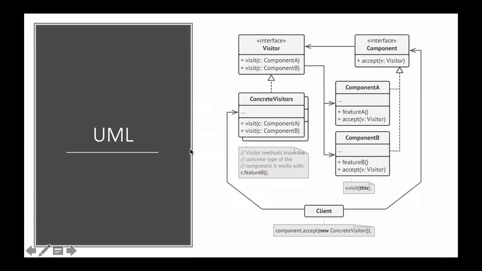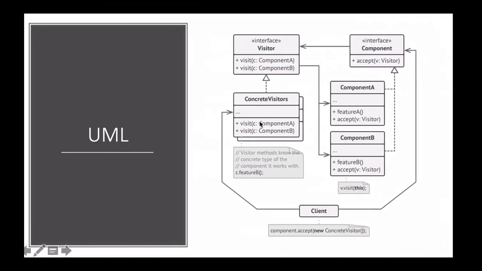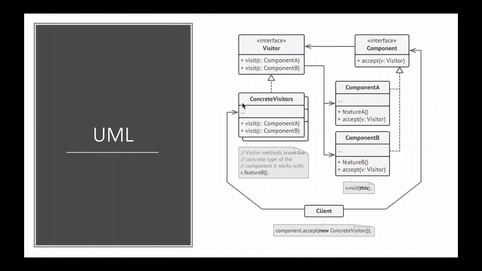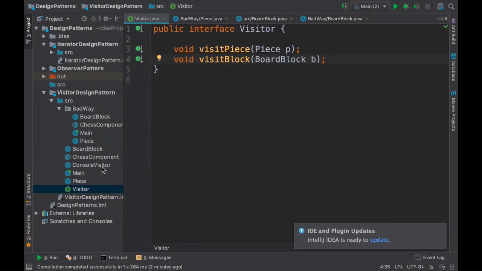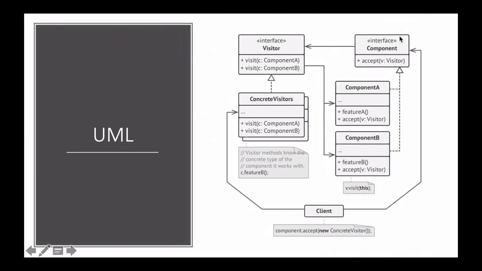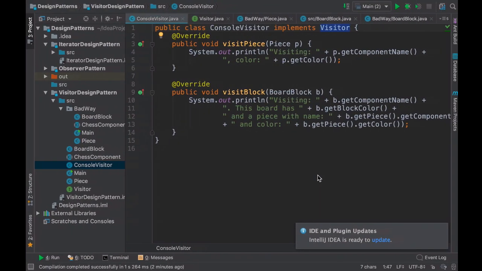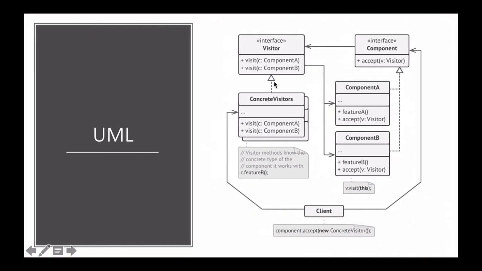I hope you have understood this UML diagram also, because we have mapped our example to this UML diagram as well. You can see we have an interface called visitor, we have a concrete visitor called console visitor, which is over here, and we have a component which is our chess component. It has an accept method, and our two components, component A and component B, are the piece and the board block. And in the client, what we are doing is calling component.accept with a visitor instance. So this example clearly reflects that UML diagram exactly, and I made it in such a way so it's very easy for you to understand.